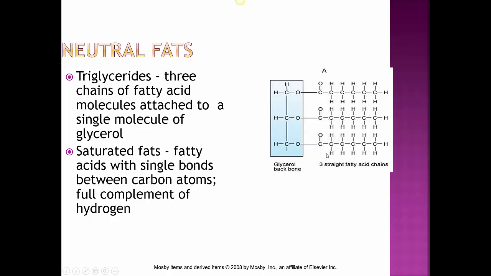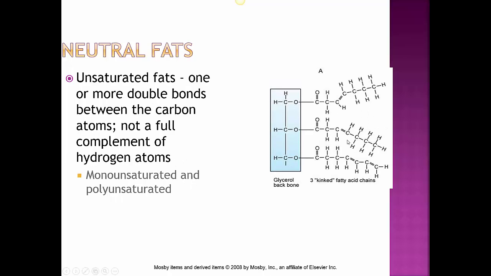Remember that saturated fats are going to have just single bonds between the carbons, and unsaturated fats are going to have at least one double bond between the carbons. Also remember that fats are going to have 2.25 times more energy per weight than a carbohydrate. So a gram of fat will have 2.25 times as much energy in it as a gram of sugar or other carbohydrate.